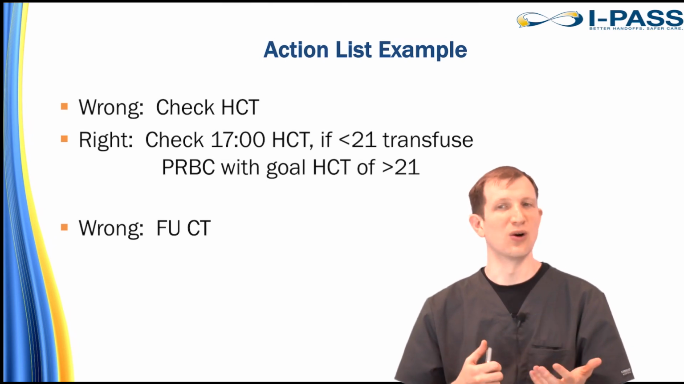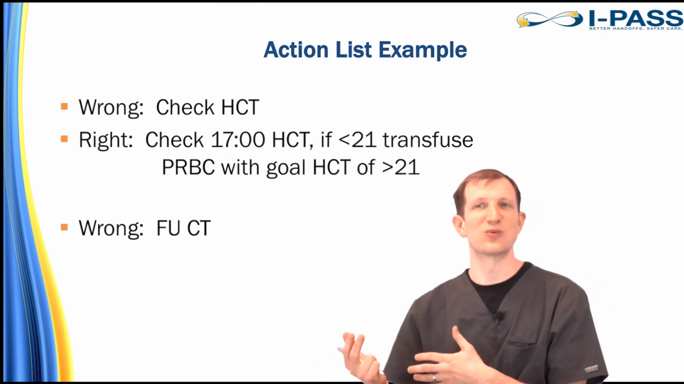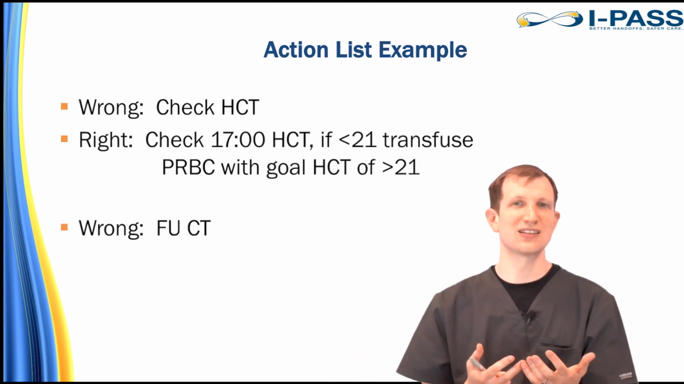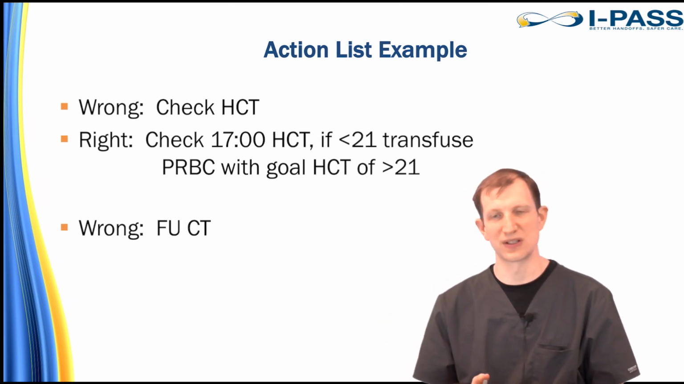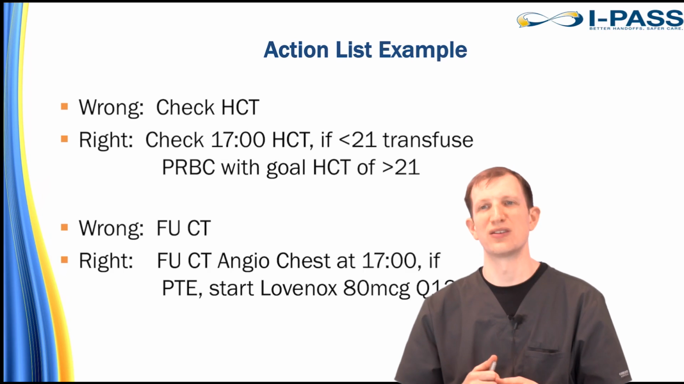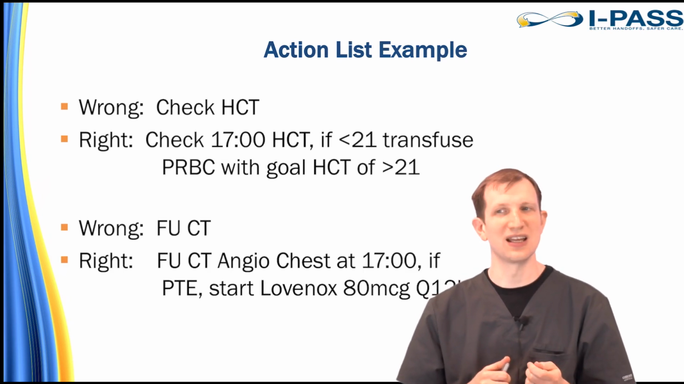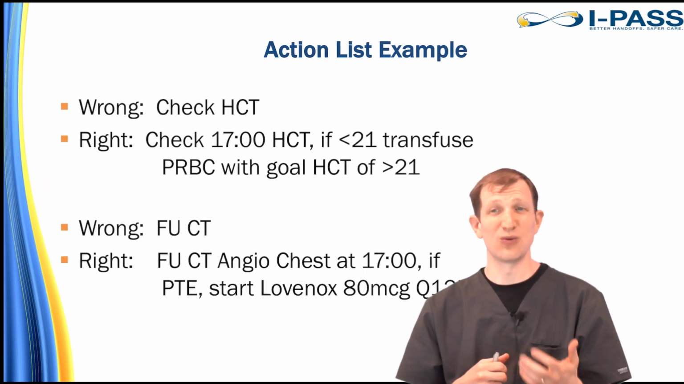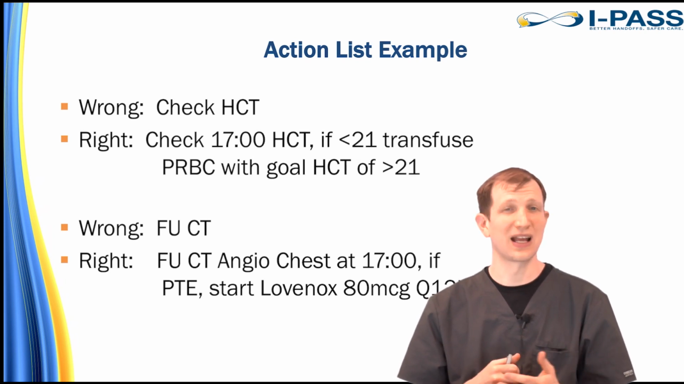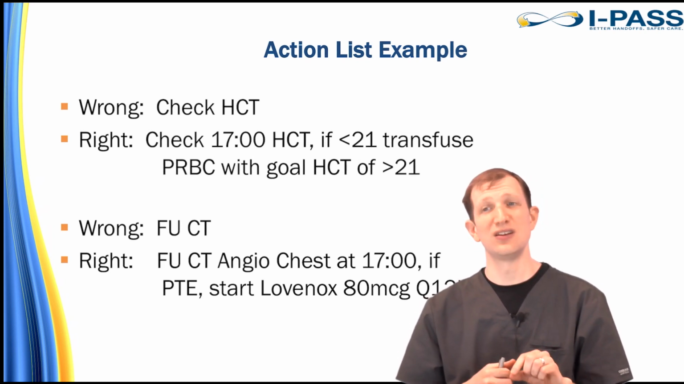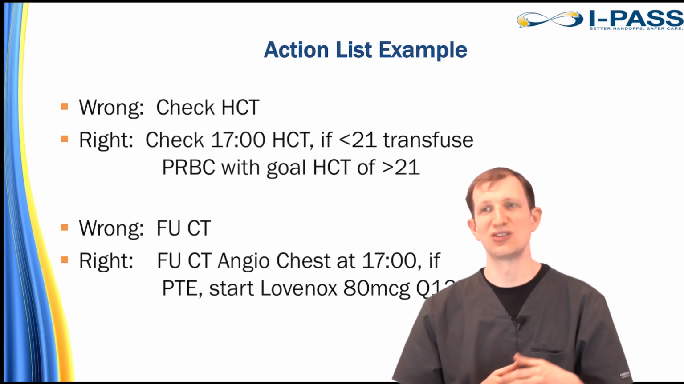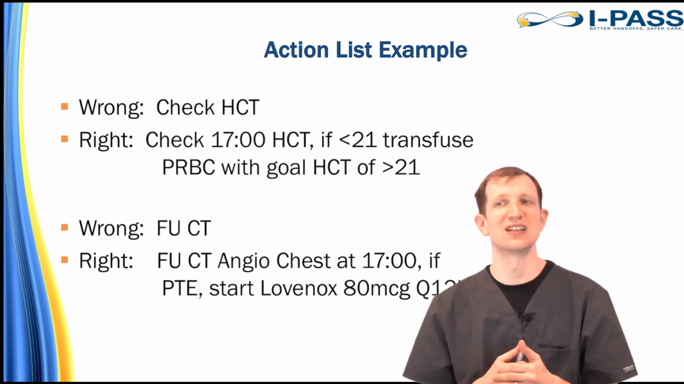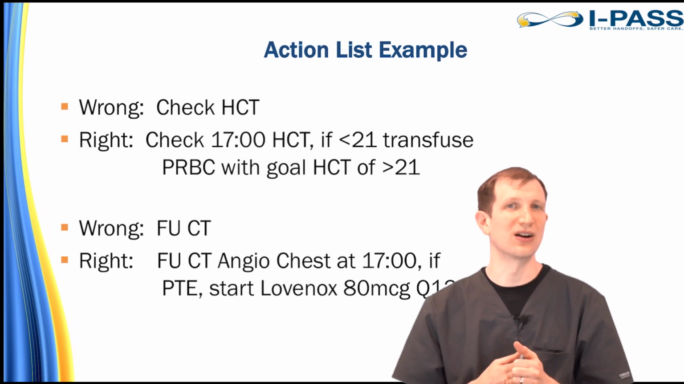Again, we don't want to say follow up a CT because we don't know when that CT scan's coming back. We don't know what exactly we're looking for or what to do when it happens. Instead, we would rather say follow up a CT angio at 5 p.m. We're looking for a PE. We think they might have a pulmonary embolus. If they do, I've already checked, they don't have any contraindications to anticoagulation. You can go ahead and start Lovenox, 80 micrograms Q12 hours.